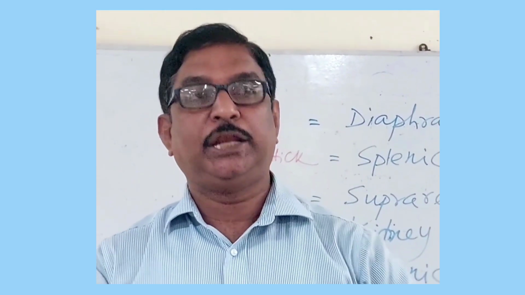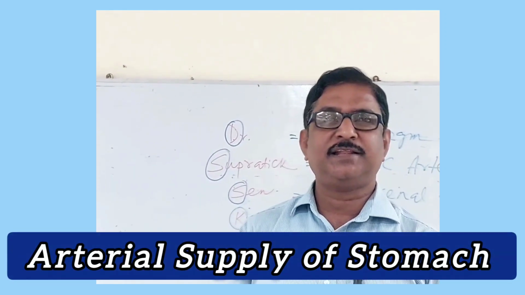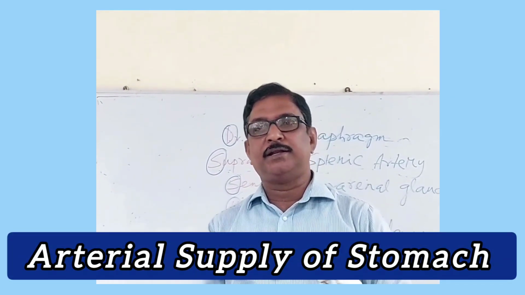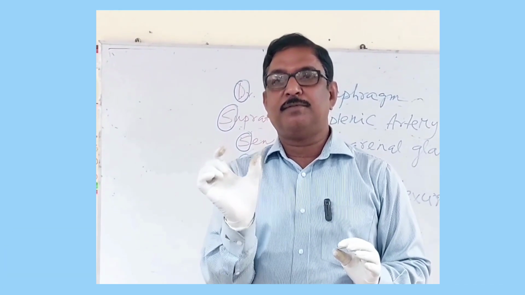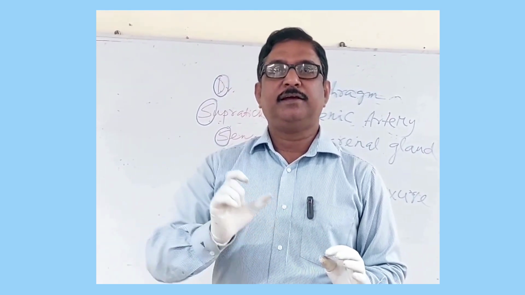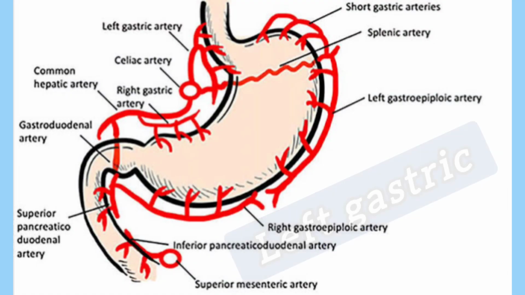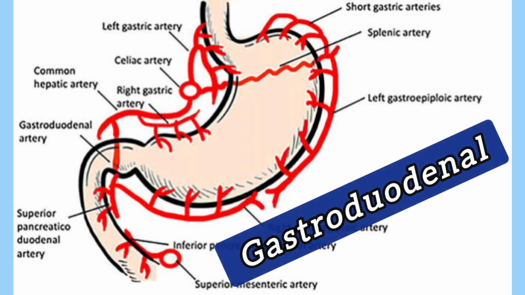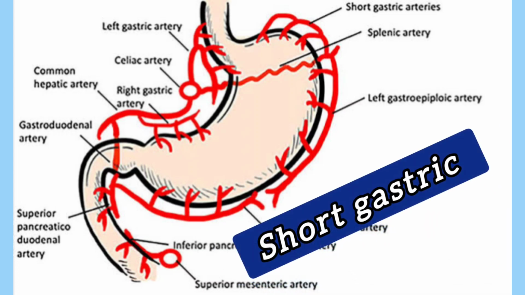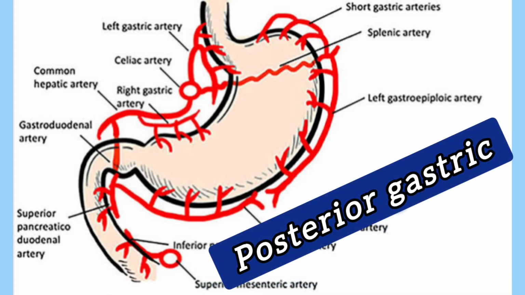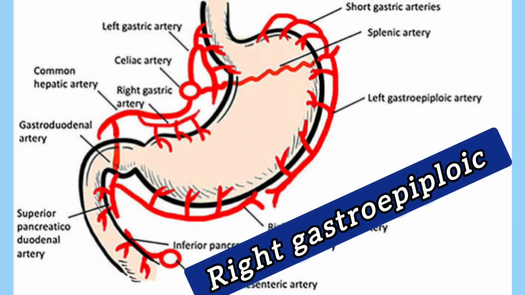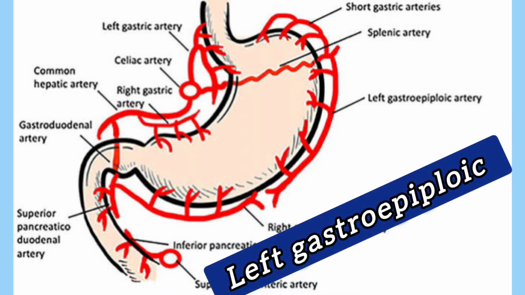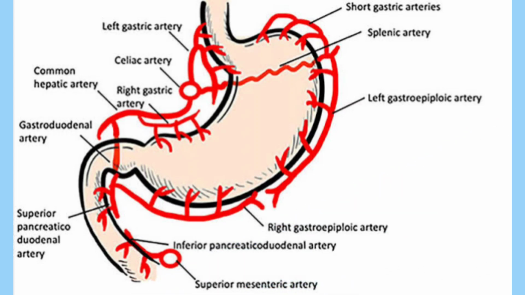If you are asked to enumerate the arteries supplying the stomach, you must tell the names of the arteries which have the term gastric, like right gastric artery, left gastric artery, then gastroduodenal artery, short gastric artery, posterior gastric artery, right gastroepiploic artery, left gastroepiploic artery. So all these arteries have the term gastric. Gaster or gastric means stomach. So all these arteries will supply the stomach.